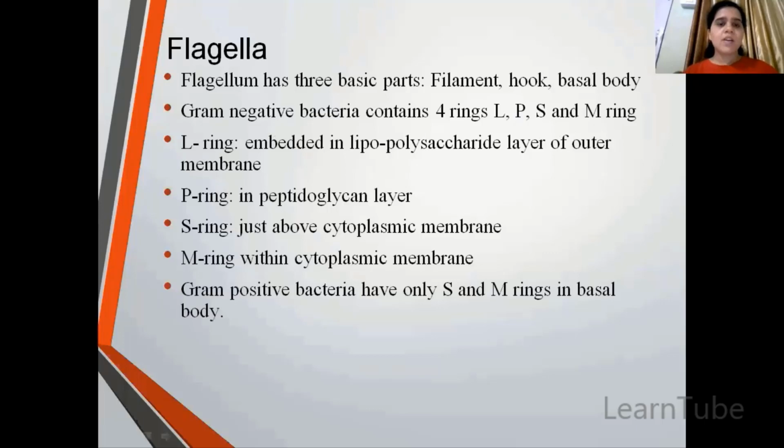Now the basic structure of flagella: it is made up of three components, filament, hook and basal body. As we will discuss later with gram-negative and gram-positive bacteria, a gram-negative bacteria contains four rings: L, P, S and M ring. L is the lipopolysaccharide layer of the outer membrane. P ring is the peptidoglycan layer. S ring is just above the cytoplasmic membrane, and M ring is within the cytoplasmic membrane. Whereas gram-positive contains only S and M rings; L and P rings are missing in gram-positive bacteria.